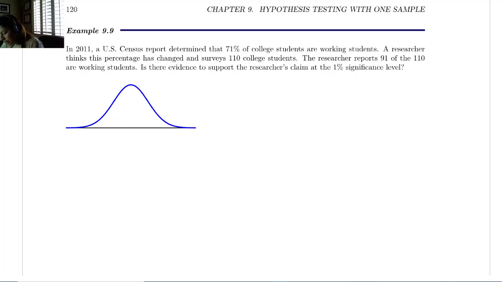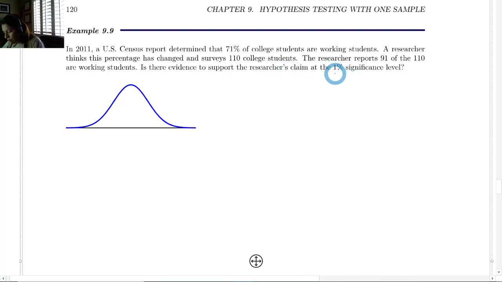Okay, so in this example, it says that in 2011, the U.S. Census report determined that 71% of college students are working students. A researcher thinks this percentage has changed and surveys 110 college students. The researcher reports 91 of the 110 are working students. Is there evidence to support the researcher's claim at the 1% significance level?